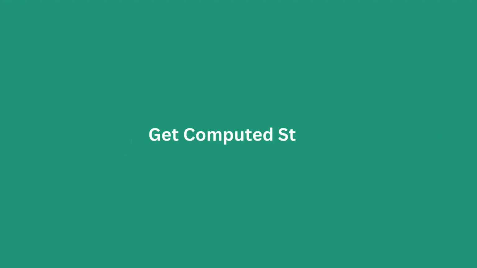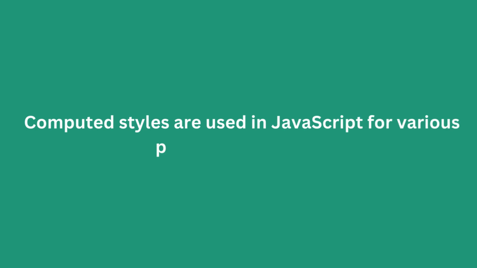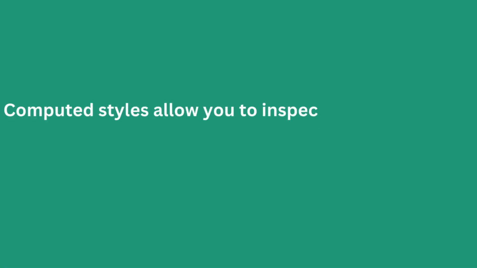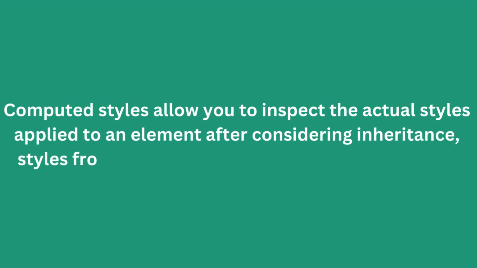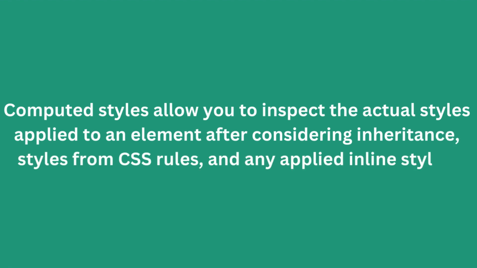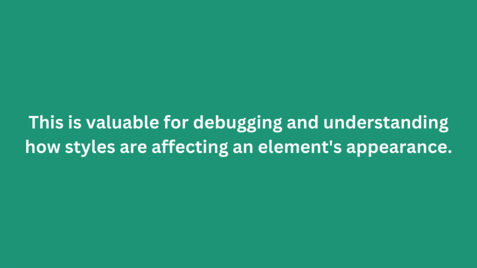Get computed styles. Computed styles are used in JavaScript for various purposes, including 1. Inspecting element styles. Computed styles allow you to inspect the actual styles applied to an element after considering inheritance, styles from CSS rules, and any applied inline styles. This is valuable for debugging and understanding how styles are affecting an element's appearance.